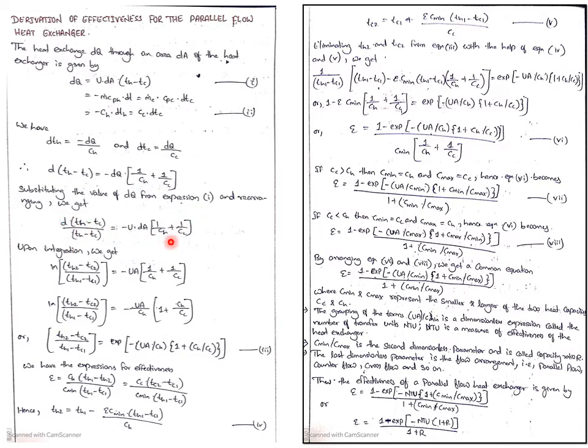So now you have to integrate on both sides with respect to the inlet and outlet of the fluid. Okay, so the left hand side will change to ln, and on the right hand side dA will be converted to A. Okay, so this is the only difference.